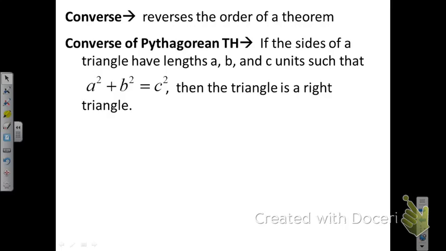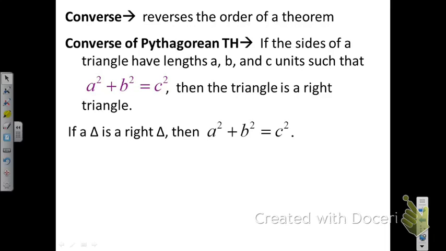You're probably thinking, that says exactly what we learned yesterday. Is that what you guys are thinking? So I'll show you right here what this says. It says if a triangle is a right triangle, then you get that formula, A squared plus B squared equals C squared. That's what we learned yesterday.